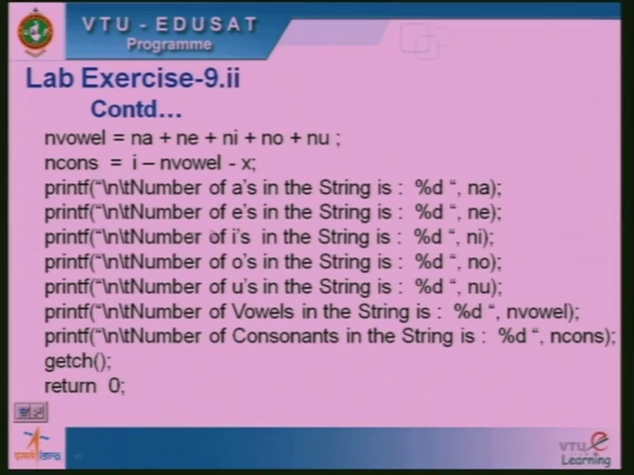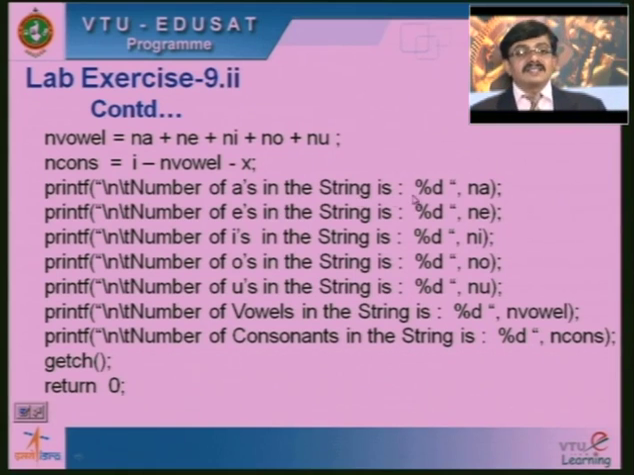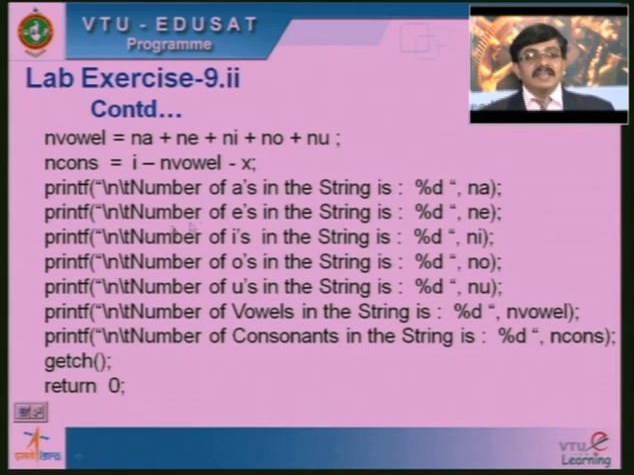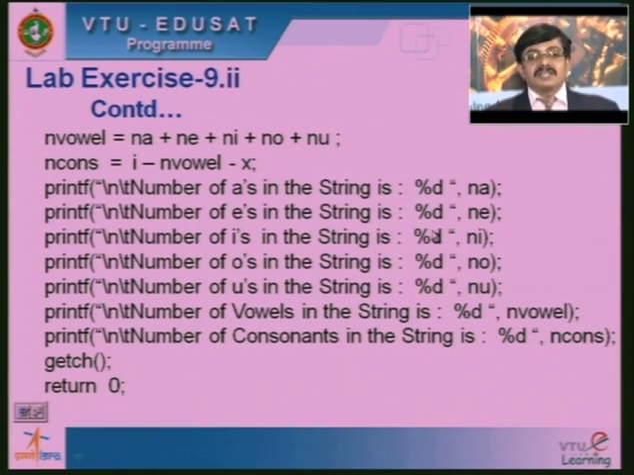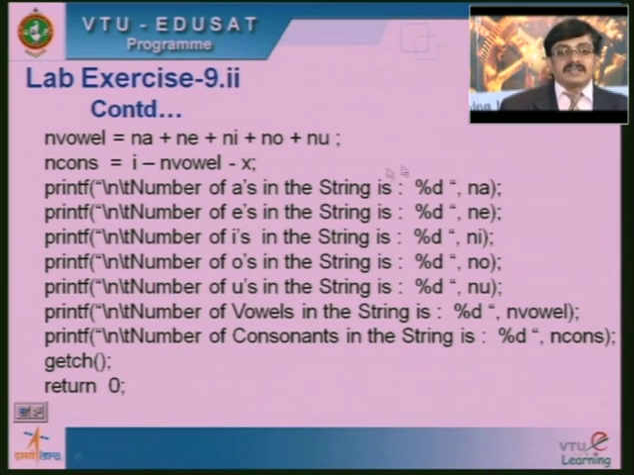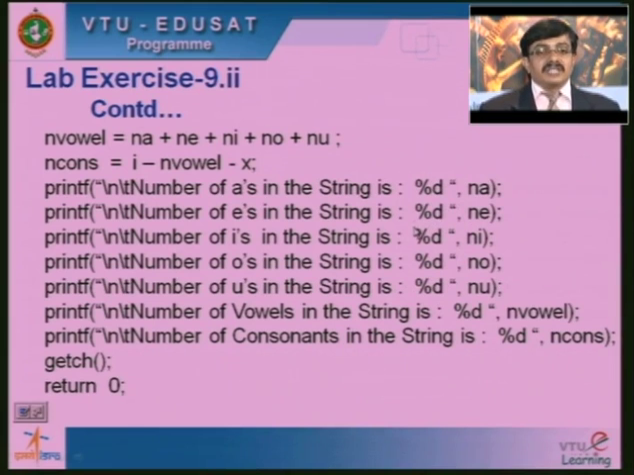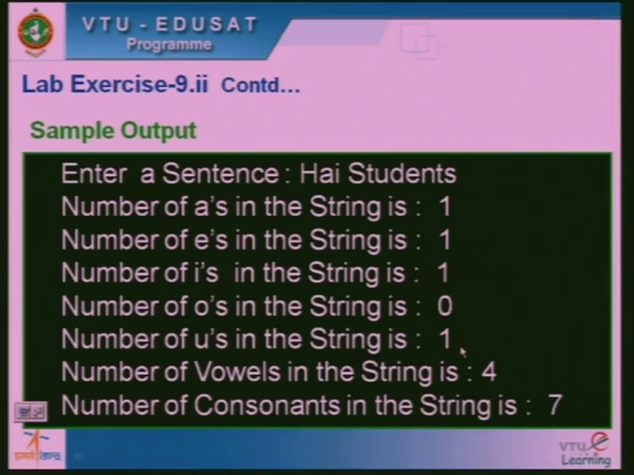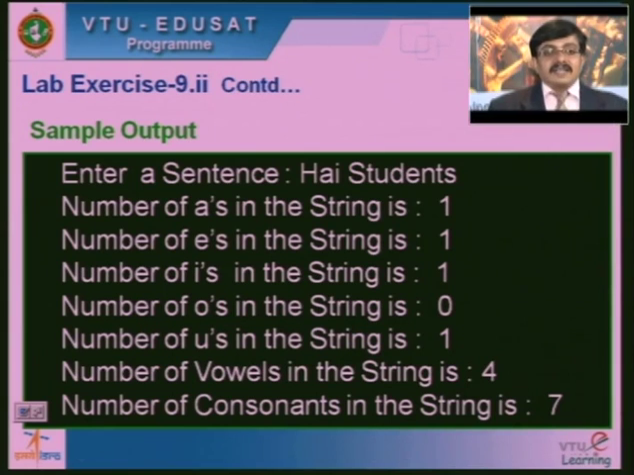Now, after this we can print a message like "number of a's in the string is %d", "number of e's in the string is %d", and so on, for all the occurrences of a, e, i, o, u respectively. Then "number of vowels in the string is %d", and "number of consonants in the string is %d", printing the number of vowels and consonants there. This is the kind of output we can get here.